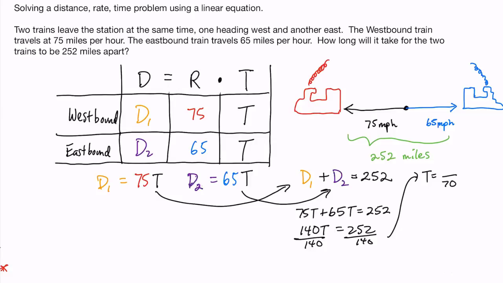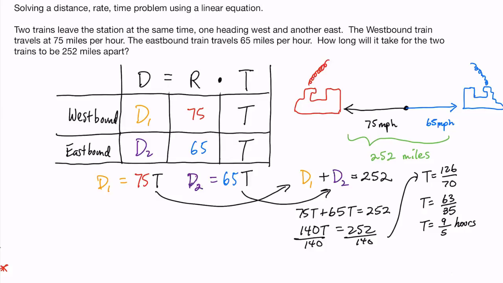something over 70 here. 252 divided by 2, so 126. Let's divide by 2 again. 63 over 35. And we reduce by 7. So now we have 9 over 5. There we go. And that, of course, is labeled in hours.